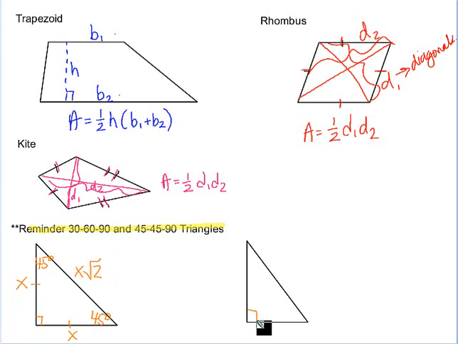This next one can be our 30, 60, 90 triangle. Our short leg is x, our longer leg is x square root of 3, and our hypotenuse is 2x. We will have to use those formulas sometimes to find the height or to find some other pieces of information in our diagrams.